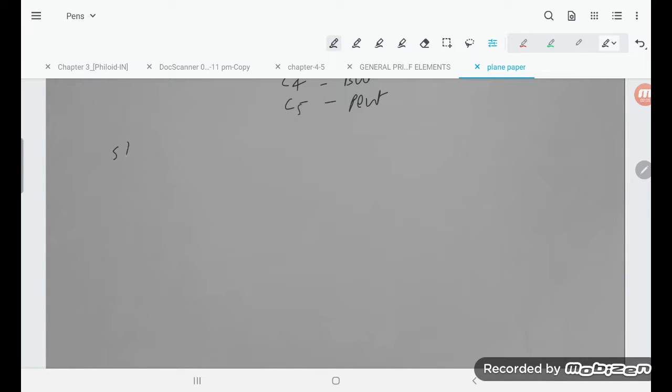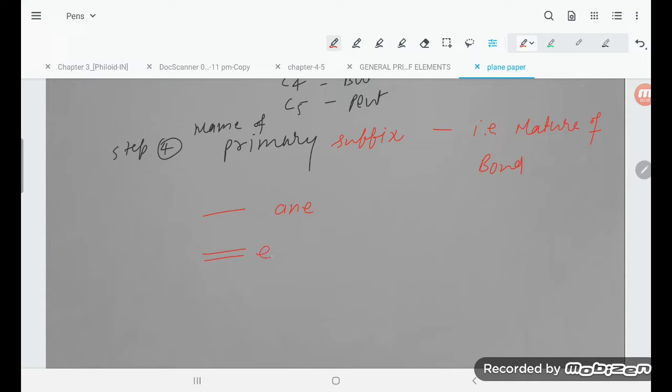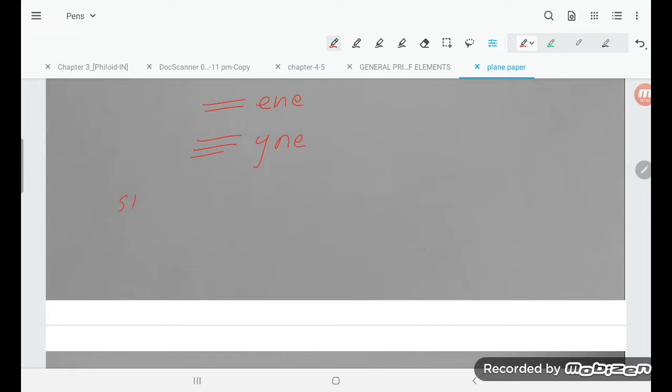Step number 4, you have to follow the steps; if you miss any step, that will be the problem. Primary suffix: you are going to write the name of the primary suffix. The primary suffix is the nature of the bond. If it is a single bond, it is ane. A double bond is ene, and a triple bond is yne.